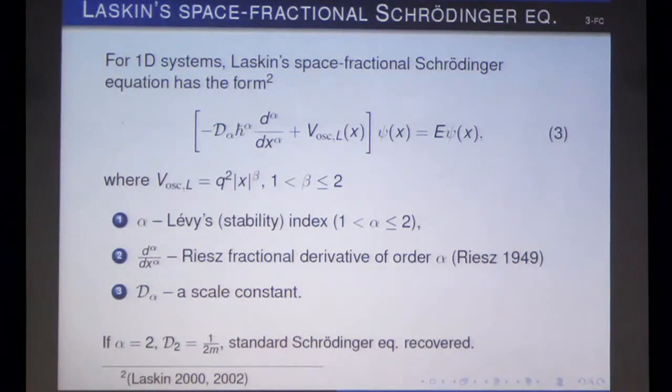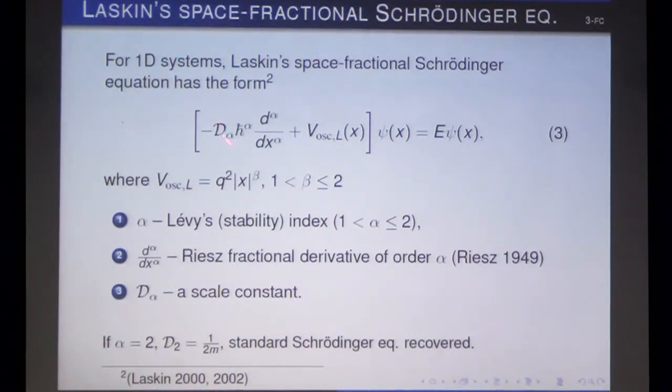Okay, regarding the space fractional Schrödinger equation, the first who wrote such an equation was Laskin, Nick Laskin, or Nikolai Laskin. So he proposed this kind of equation. You see here already the fractional derivative. He even put a power on h bar here.